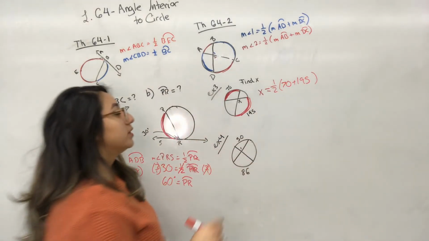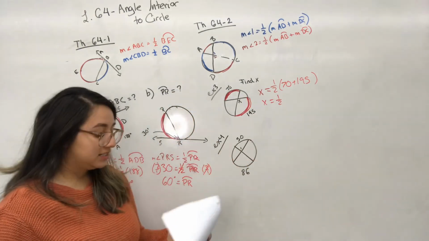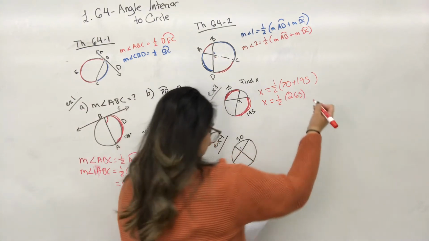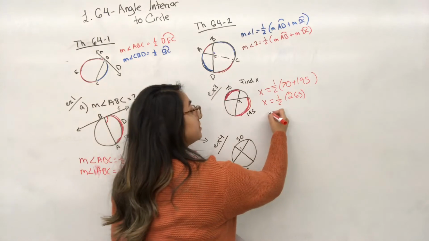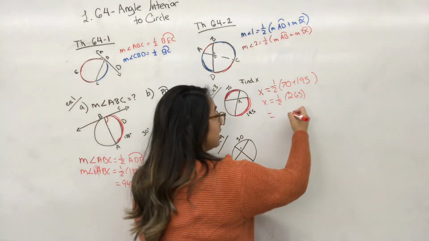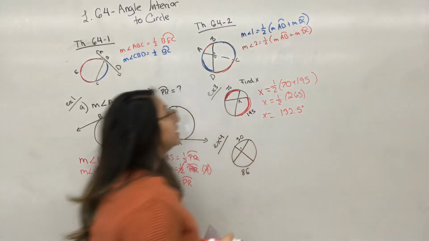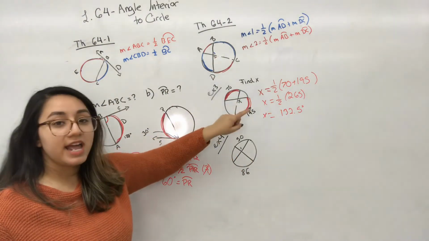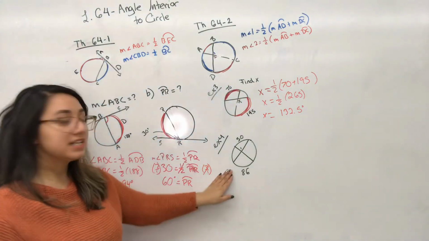So now it's 1/2 times the sum of the two arcs, 70 plus 195, 265. Make sure that's correct. Yep. And then after that, you do the last part of the math problem, which is dividing by 2. You get 132.5. So again, the measurement of the angle formed by the two diagonals there is equal to 1/2 the sum of the two opposite arcs. Example 4, last one.